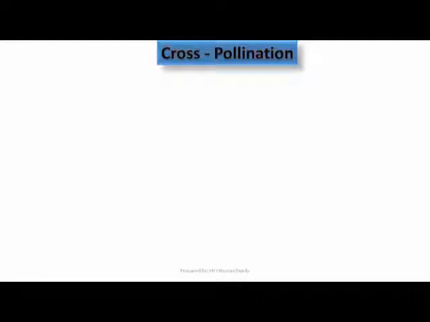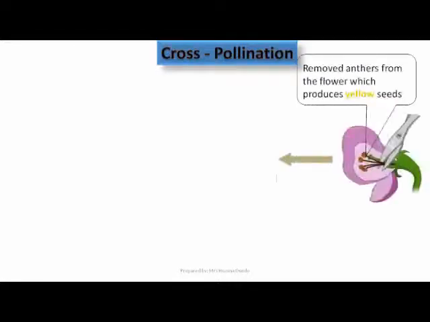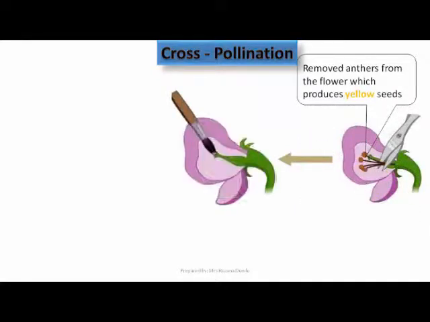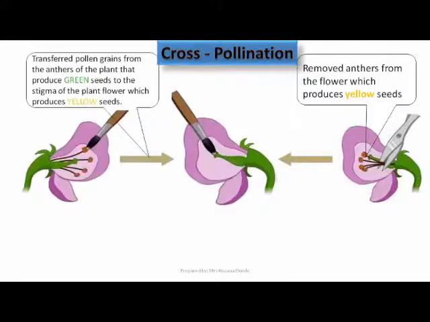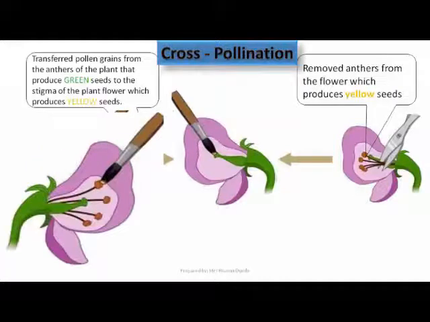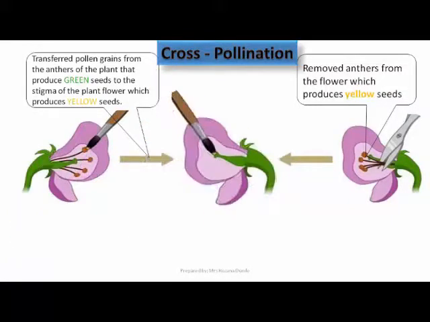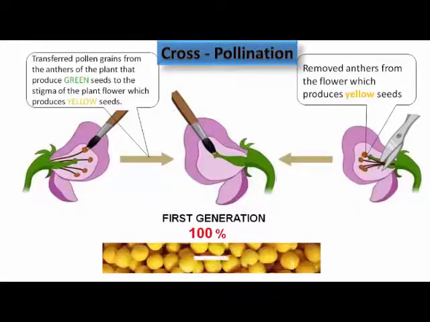What Mendel did next was cross-pollination. He removed anthers from the flower which produces yellow seeds. Now we have a flower without anthers. Then he transferred pollen grains from the anthers of the plant that produce green seeds to the stigma of the flower which produces yellow seeds. Mendel observed that all the produced plants, which he named the first generation, have yellow seeds at a rate of 100%, and the green-colored seed trait disappeared completely in the individuals of the first generation.